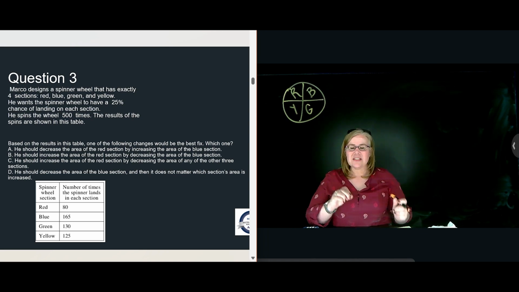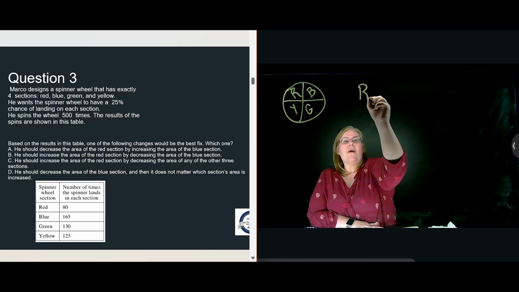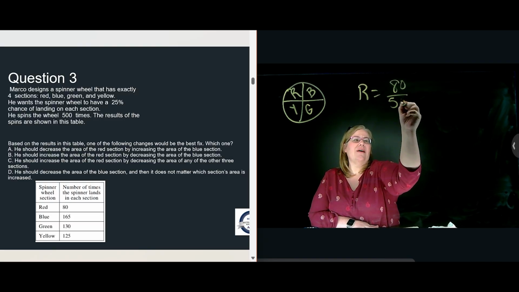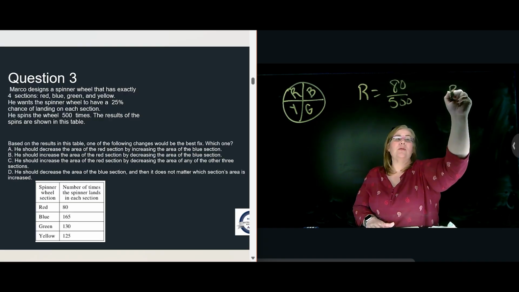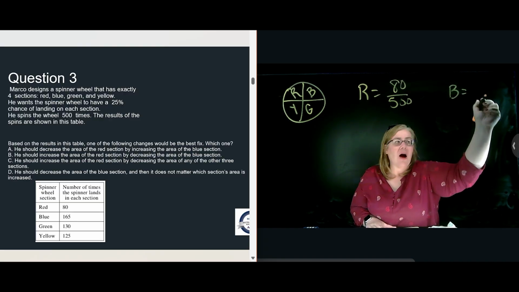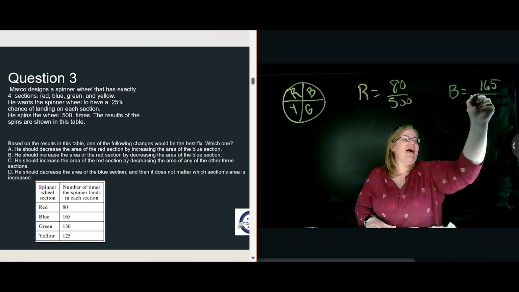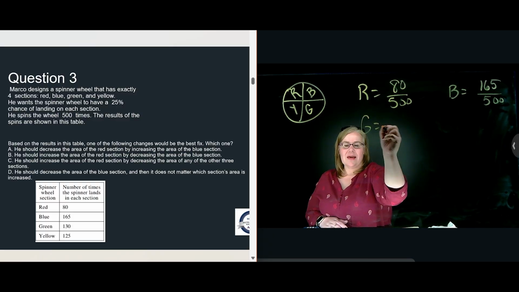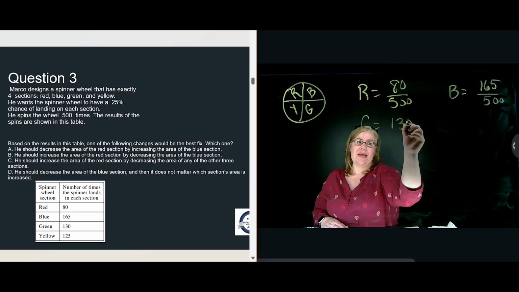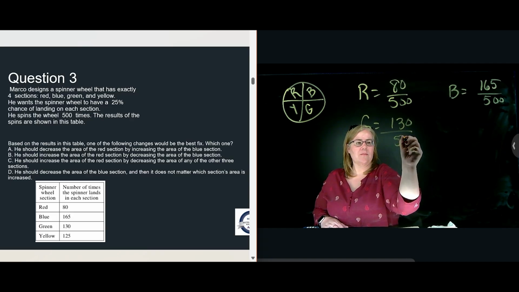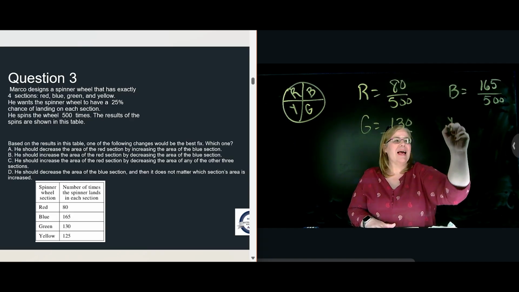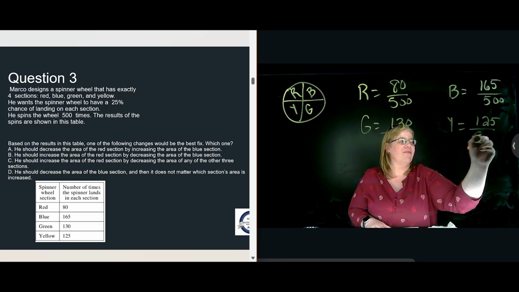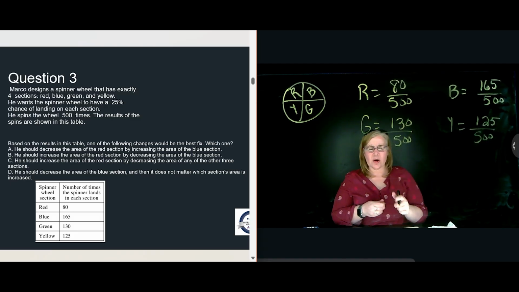All right, so let's look at this. My red hit how many? 80 out of 500. My blue hit what? 165 out of my 500. My green hit 130 out of 500. And then my yellow hit what? 125 out of 500.